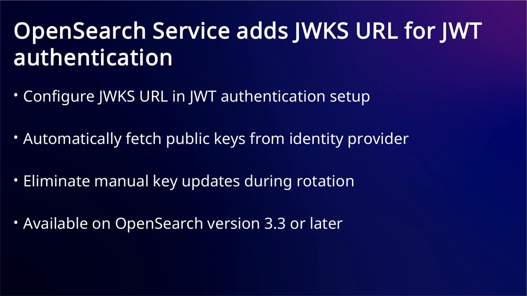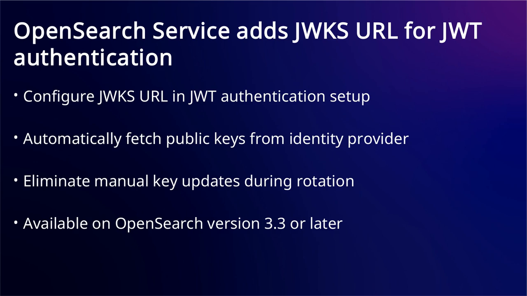Managing JWT authentication in OpenSearch previously required you to manually configure and update static public keys. When your identity provider rotated signing keys, you had to manually update these keys in your OpenSearch domain configuration, creating operational overhead and potential security gaps. With JWKS URL configuration support, you can now configure a JWKS URL as part of your JWT authentication setup.